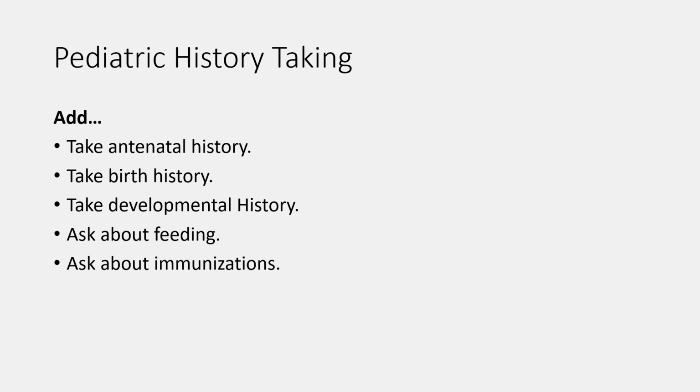Antenatal history means pregnancy, so you should ask if there were any problems during pregnancy. For birth history, you should ask about the type of delivery, vaginal delivery or cesarean section. You should also ask about any problems that occurred during delivery. For developmental history, you should ask if there were any problems that occurred during the development of the child. Also ask about the feeding history, if the baby is fed by breast or bottle, and ask about the immunization status.